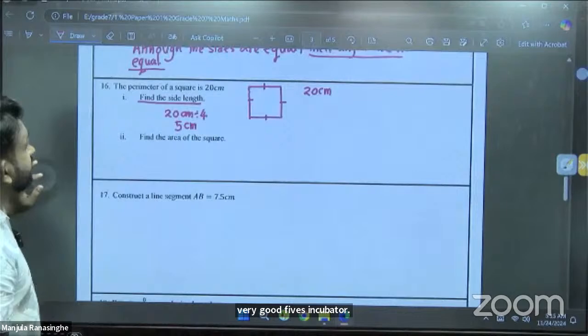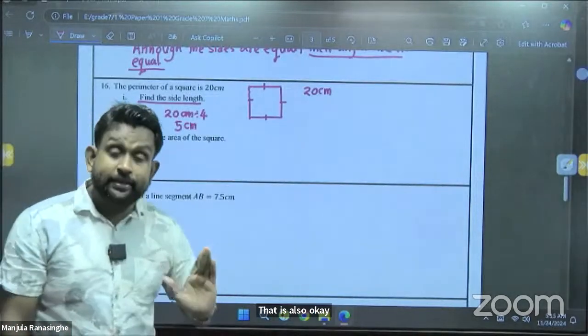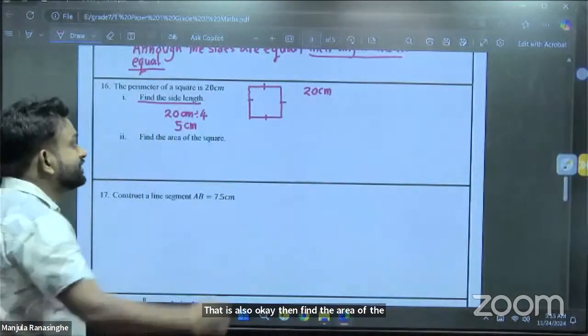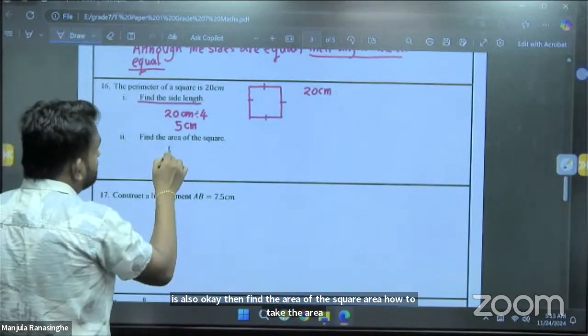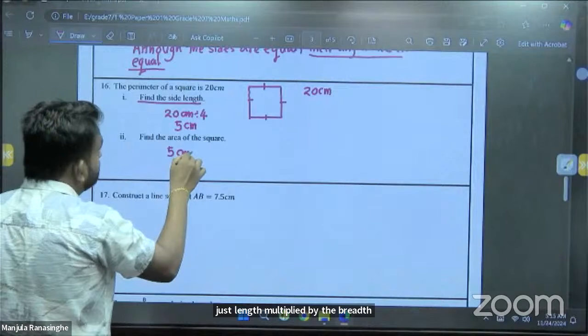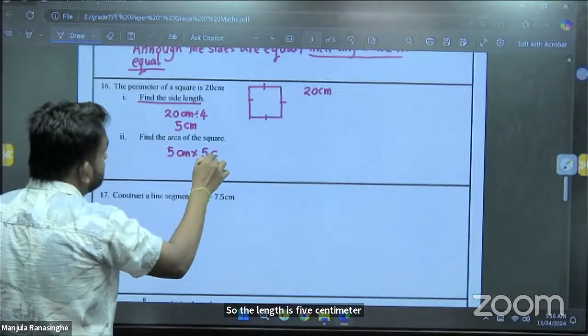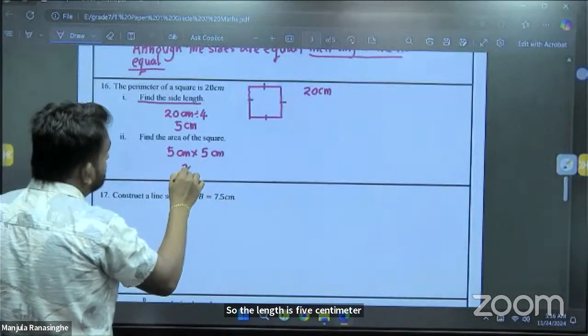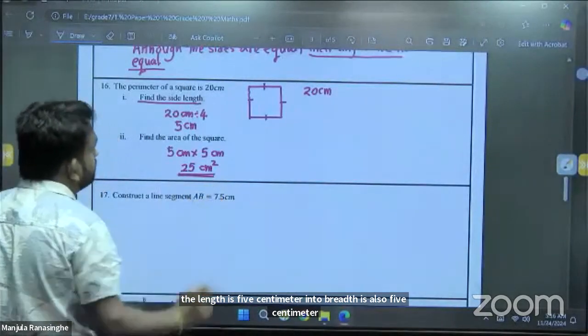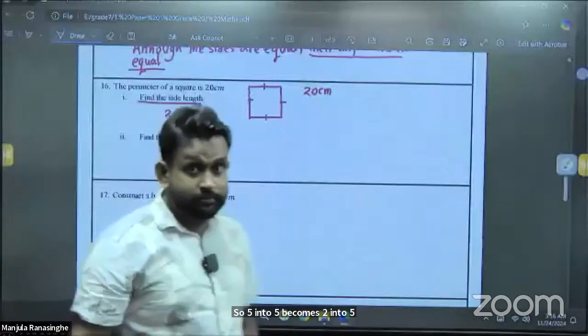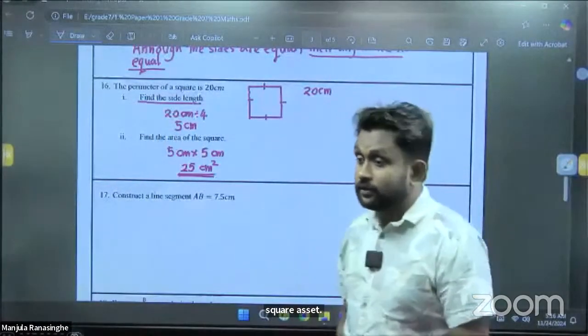Then find the area of the square. How to find the area? Just the length multiplied by the breadth. So the length is 5 centimeter and the breadth is also 5 centimeter. So 5 into 5 becomes 25 square centimeter. 25 square centimeters. Okay.